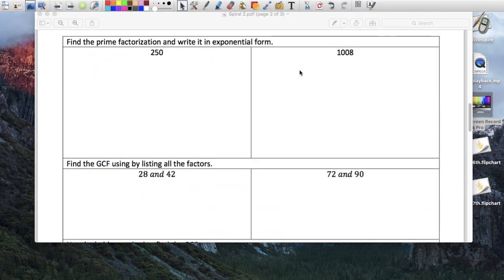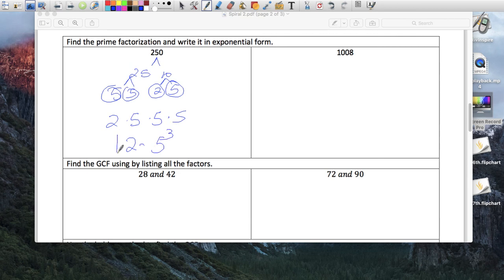Find prime factorization, write it in exponential form. 25 and 10. 2 and 5, circle, circle, 25 is 5 and 5. So I know that it's 2 times 5 times 5 times 5, better yet, 2 times 5 to the third power.